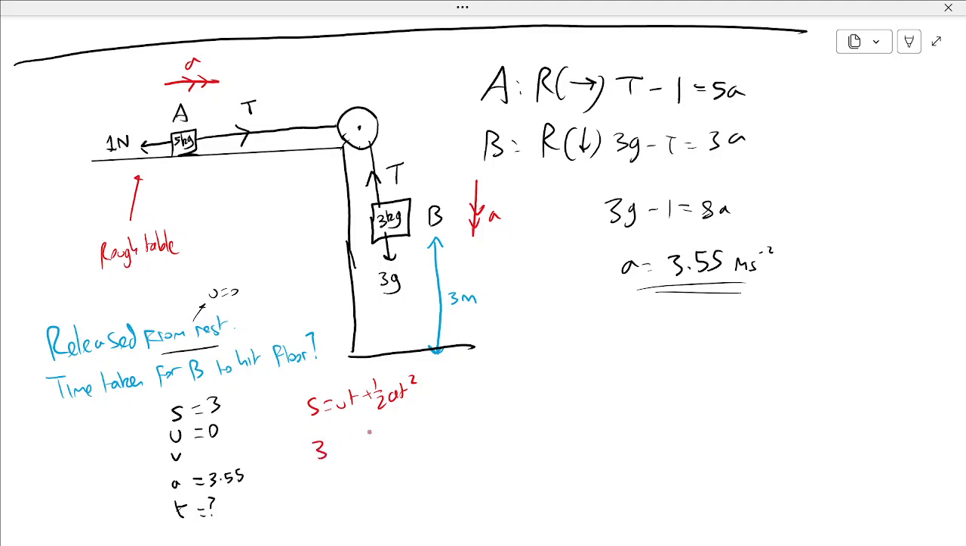So begin with U equals 0, and then just use my calculator here. So 6 divided by 3.55, and then square root of my answer. And taking the positive solution, I make that 1.3 seconds, almost exactly.